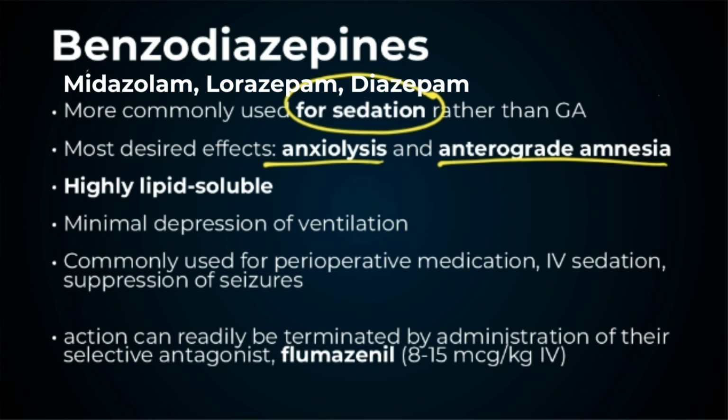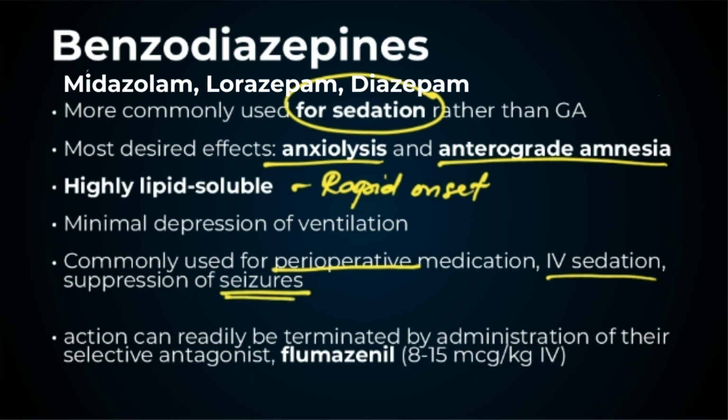Benzodiazepines are highly lipid soluble. So they rapidly enter the CNS and they have rapid onset of action. They also have minimal depression of ventilation. However, transient apnea can follow after rapid IV. So benzodiazepines are commonly used for perioperative medication, IV sedation, and suppression of seizures also.